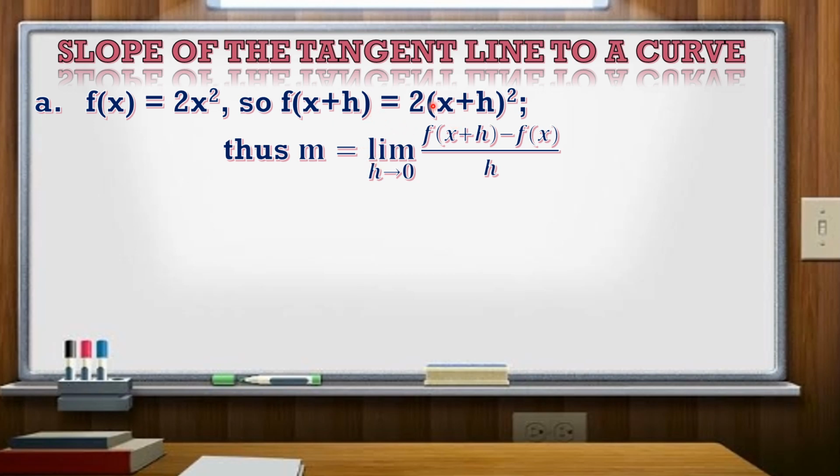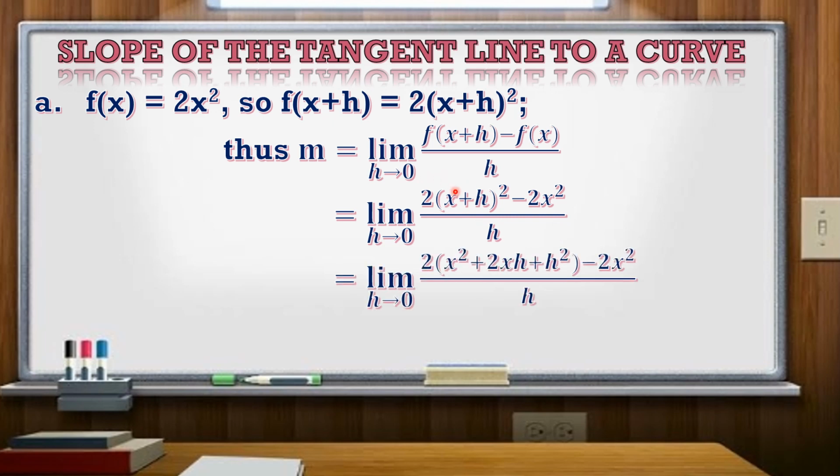So then we will substitute again sa slope formula po natin, that is limit of f of x plus h minus f of x over h as h approaches 0. Substitute ulit. Ito na yung value ng f of x plus h natin. So lahat ng x na nasa function magiging x plus h, then minus by your function which is 2x squared over h. Then we will simplify. Ito, the square of x plus h is equal to x squared plus 2xh plus h squared. Then distribute natin yung 2.